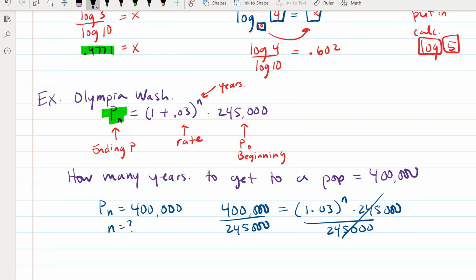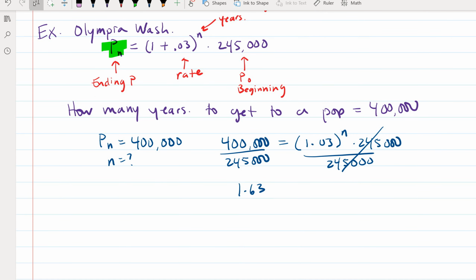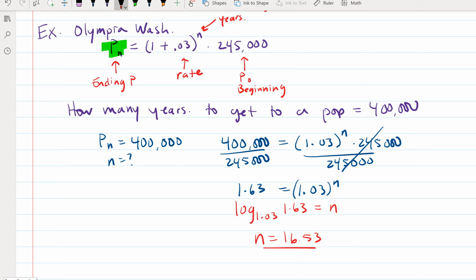Go ahead and check your calculator. You should get 1.63 for this fraction. So 1.63 is equal to 1.03 to the n power. Alright, so what are we going to do with that n power? We need to solve using logs. So we'll go log base 1.03 of 1.63 equals n. 1.03 to the n, base to the n, is 1.63. Go ahead and check your calculation on that one, and you should find out that n is 16.53. So how many years, if we continue this same rate, will it take Olympia, Washington to get 400,000 people? It's going to take about 16.5 years. Okay?